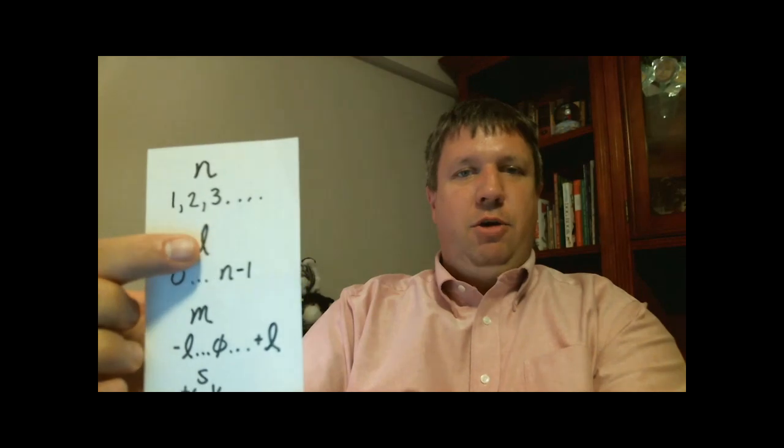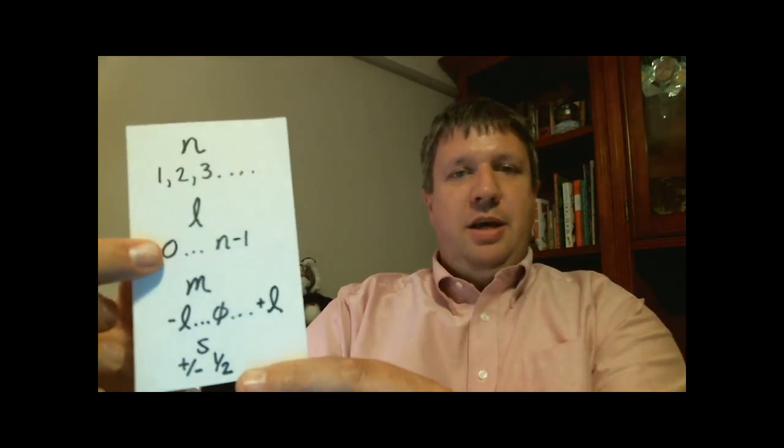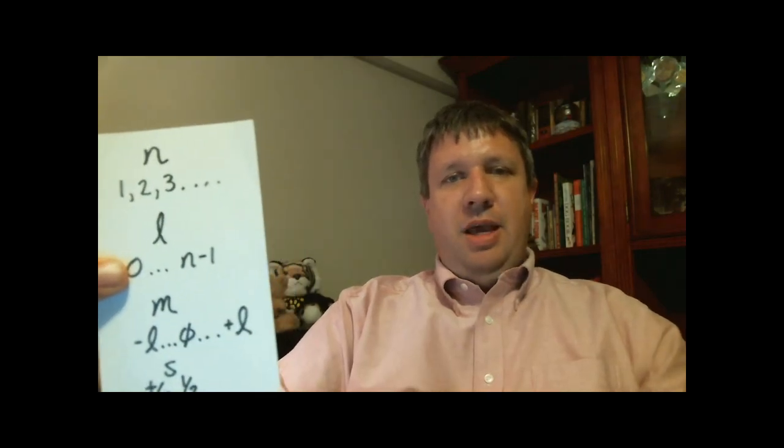Our second quantum number is called the angular quantum number, and it gets the symbol l. I don't know why we chose l for angular, but that's what it is. So l is a sequence that goes from 0 to n minus 1. So l is a function of n.